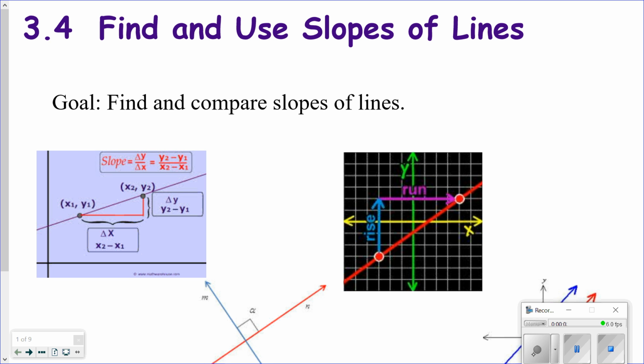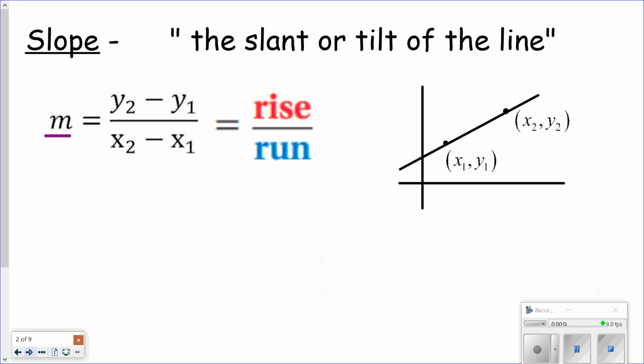Hi everyone, today we're going to learn 3.4, which is find and use slopes of lines. Slope. A slope is the slant or tilt of the line. Slope is represented by the letter m, and so our equation to find slope is m is equal to y2 minus y1 divided by x2 minus x1. Rise over run. So the difference of your y values divided by the difference of your x values.